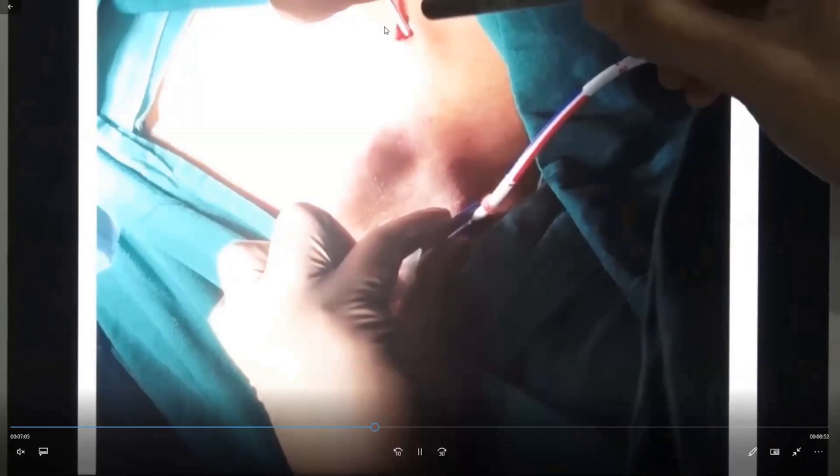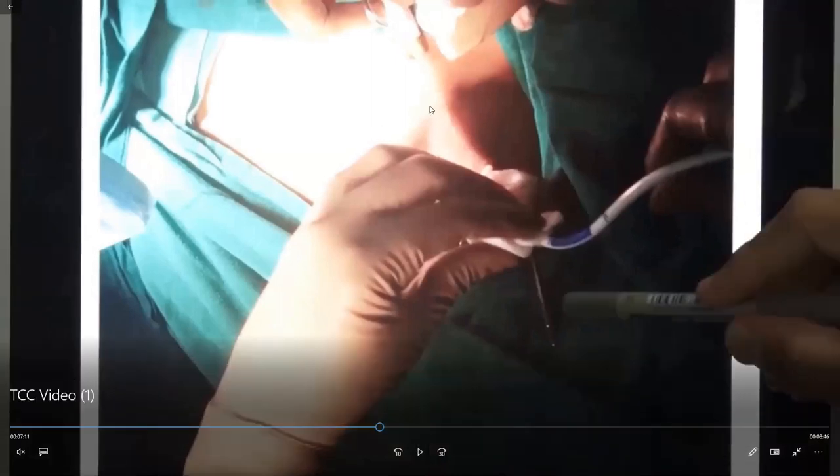This tunneler is pushed in and has to be guided towards the venotomy site. It has to be guided towards here. And now here you can see the tunneler was entered from the exit point, and from the venotomy site, it has come out. And at this point, we will hook on the catheter.